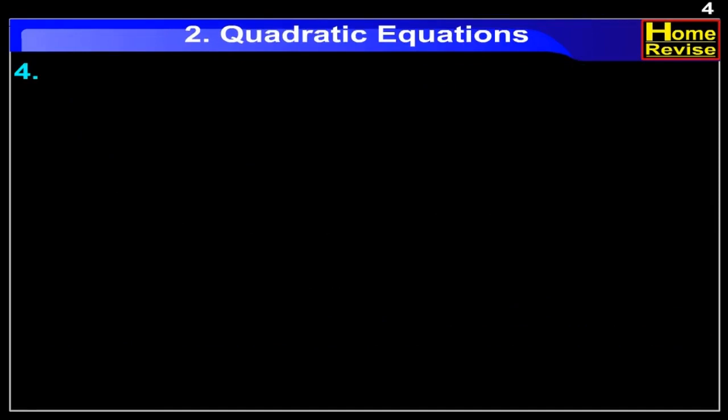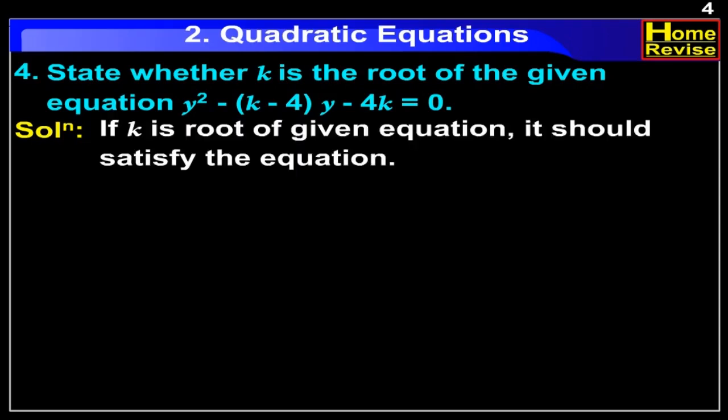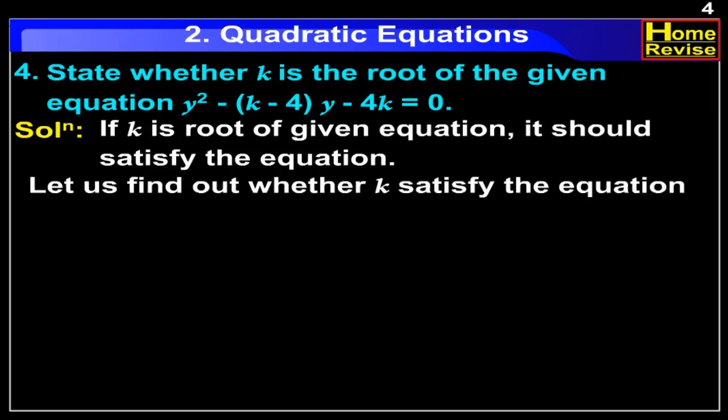Question number 4. State whether k is the root of the given equation y² minus (k minus 4)y minus 4k is equal to 0. Solution. If k is the root of the given equation, it should satisfy the equation. So, let us find out whether k satisfies the equation.